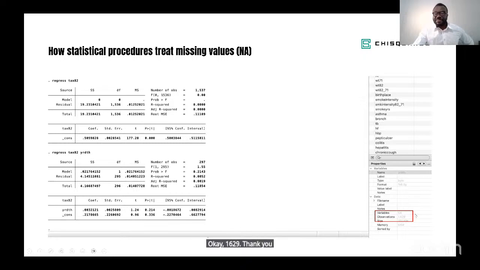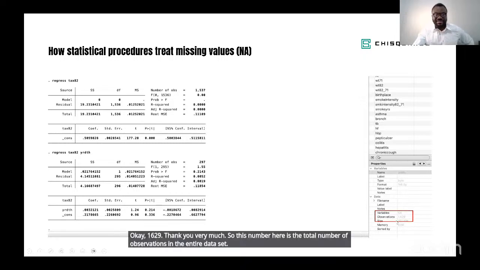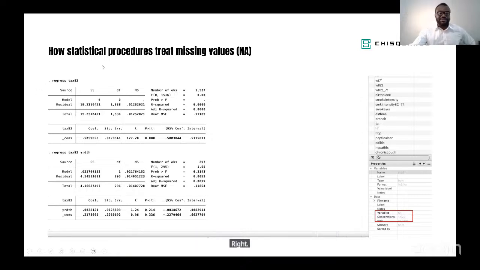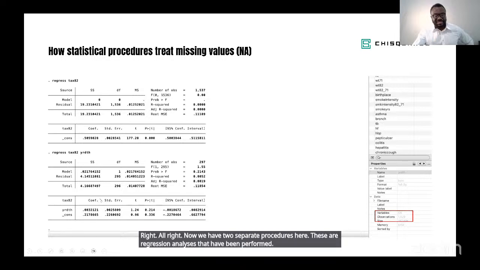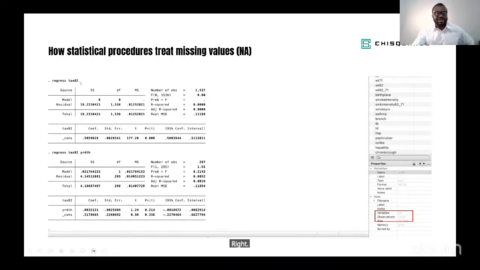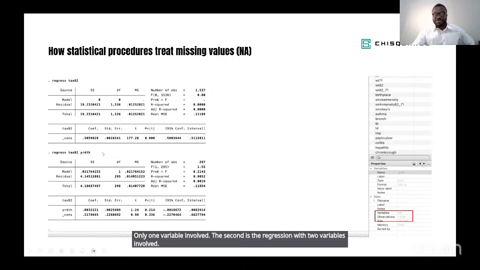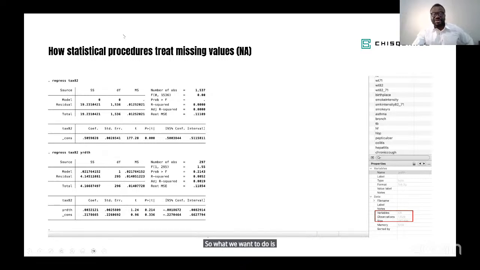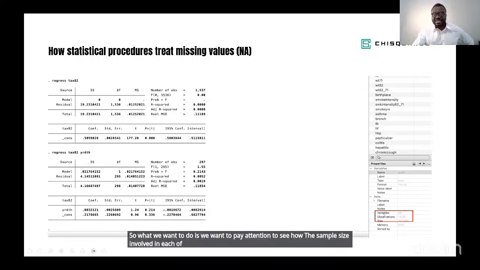So this number here is the total number of observations in the entire data set, right? All right, now we have two separate procedures here. These are regression analyses that have been performed, right? The first one is just a regression with only one variable involved. The second is a regression with two variables involved. So what we want to do is pay attention to how the sample size involved in each of these two analyses changes compared to the number we just saw here, which was 1629.